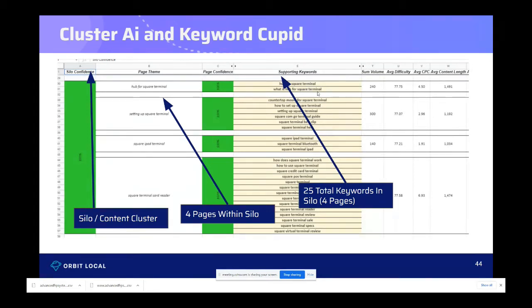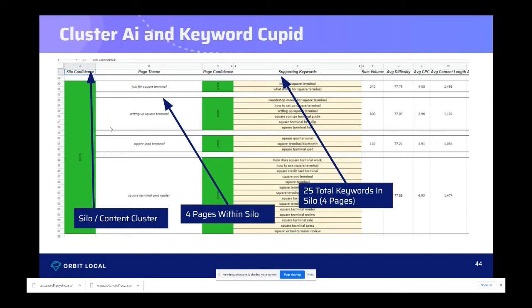So here's a cluster of pages that you can produce together that will help improve your website relevancy in a quick spurt. So you look at the individual silo, right? And then you look at what are the pages that are within that silo. So here you can see these are very closely related. It's about a hub for Terminal Square, setting up Square Terminal, but the intent is slightly different based on how those keywords are grouped, which is based on what content's ranking for that.